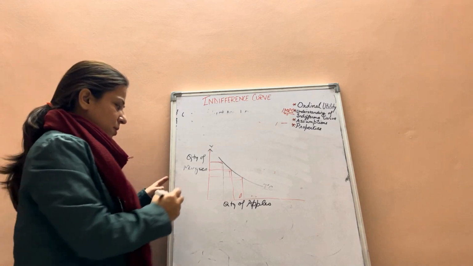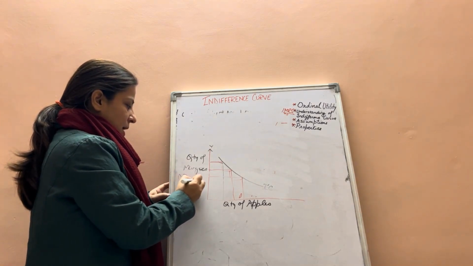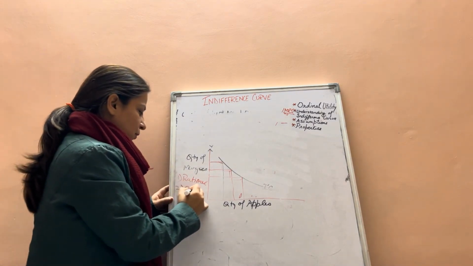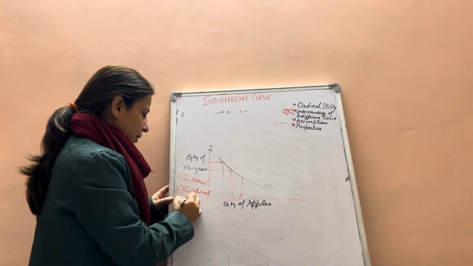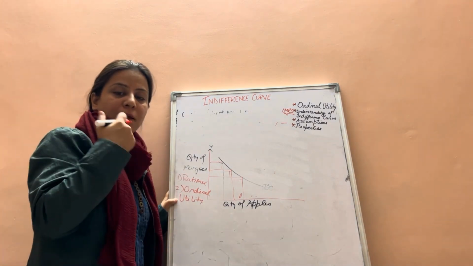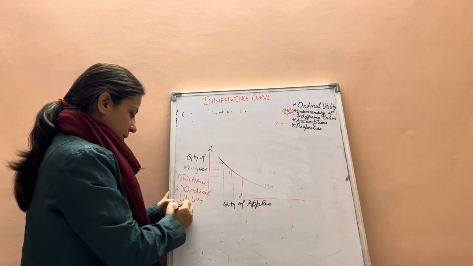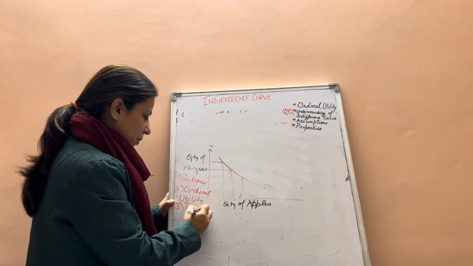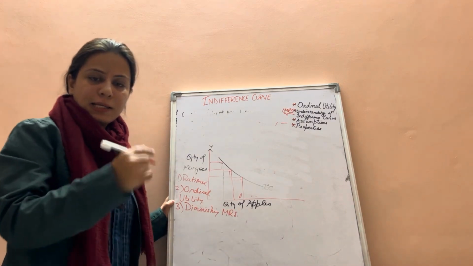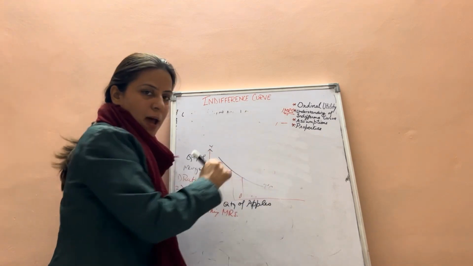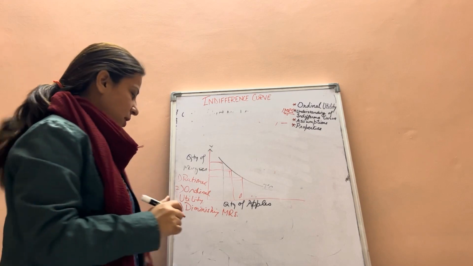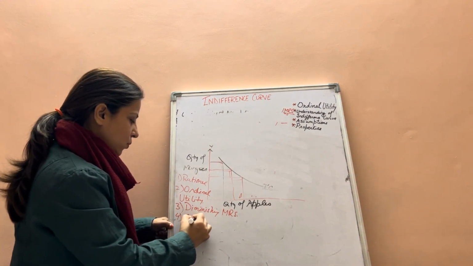Now let's see its assumptions. Firstly, the consumer is rational, aims at maximizing his satisfaction. Indifference curve is based on the assumption of ordinal utility. That means here we can give ranks or preferences to different commodities. Then diminishing marginal rate of substitution. Consumer is ready to give up lesser and lesser units of commodity, that is mangoes, so as to get each additional unit of apples, where his satisfaction level remains the same.